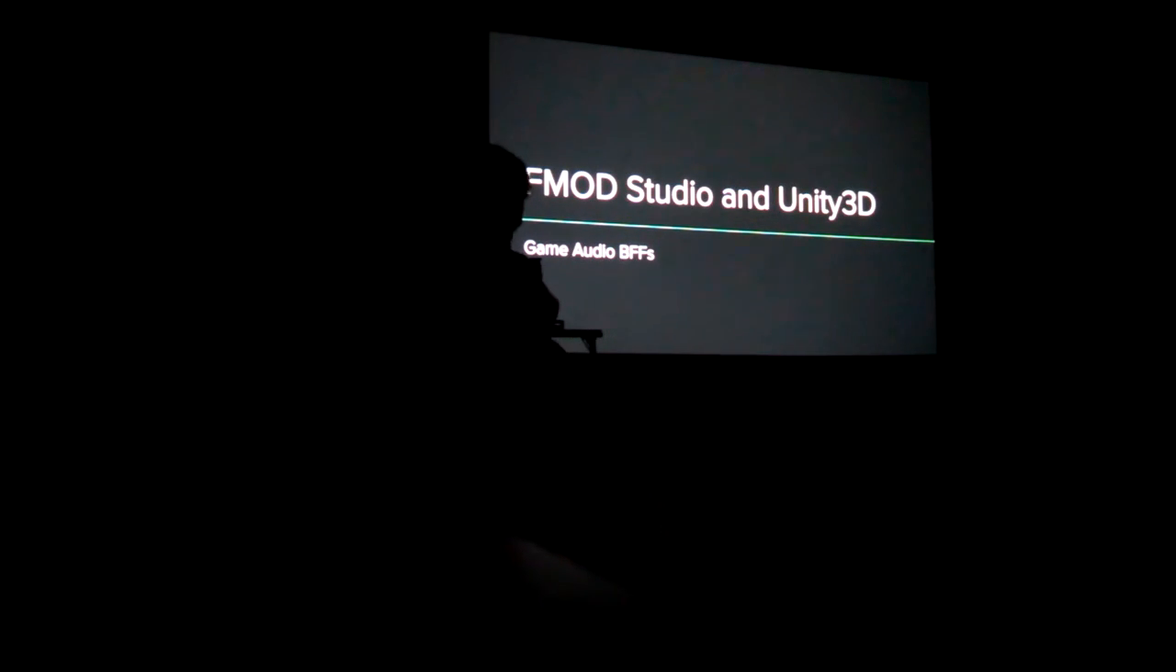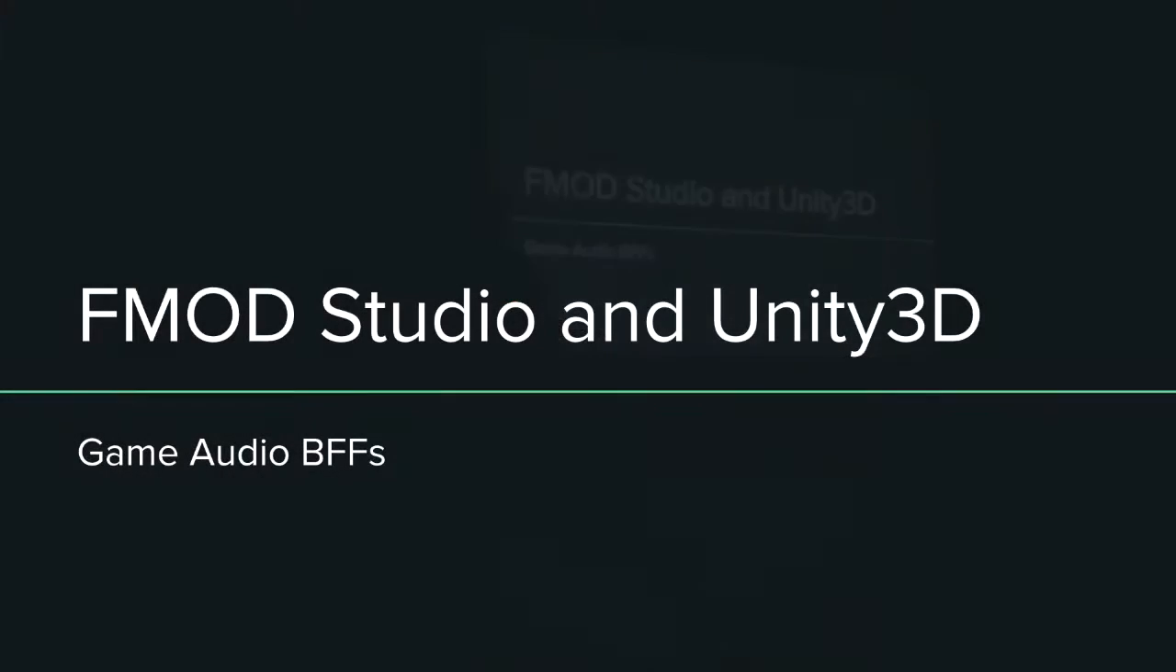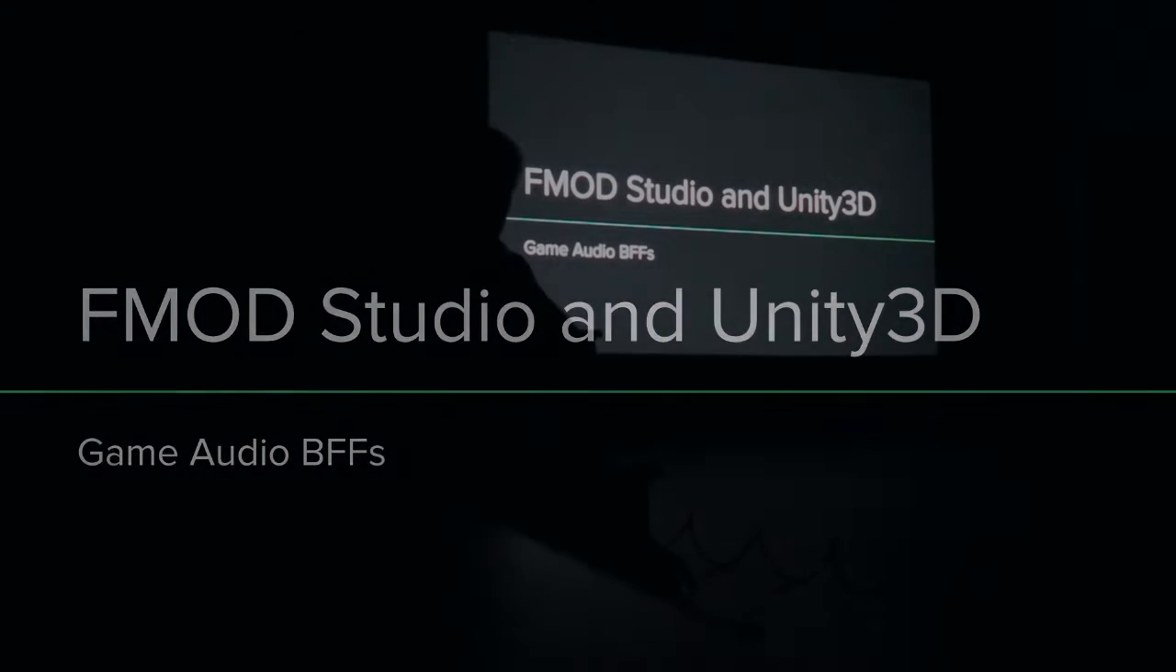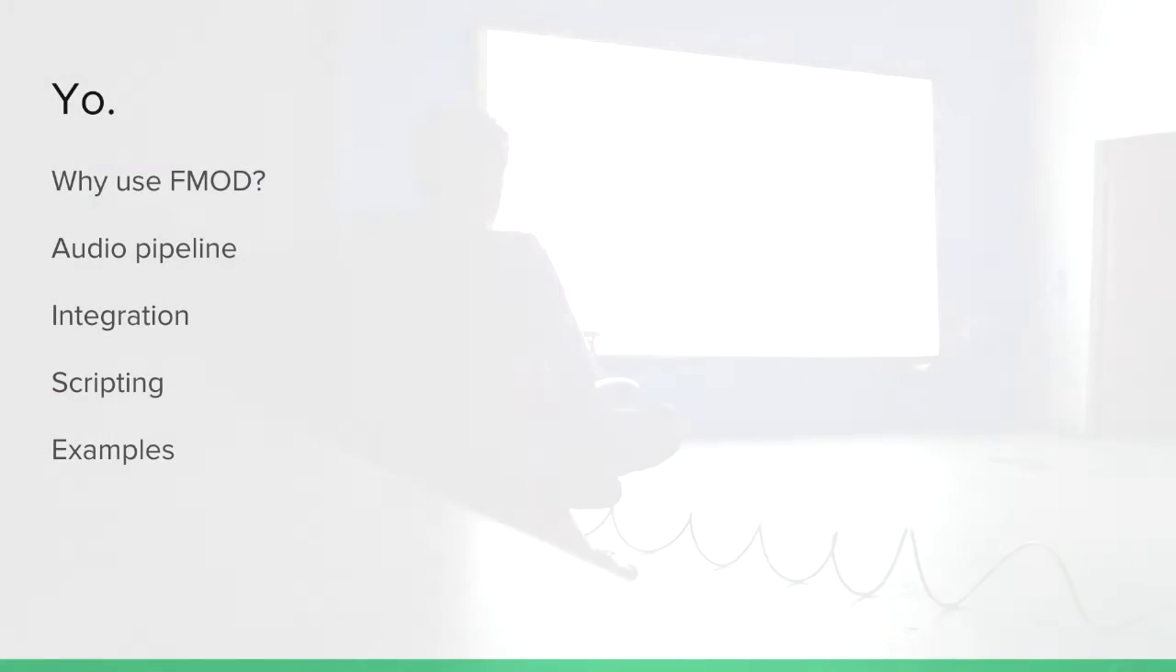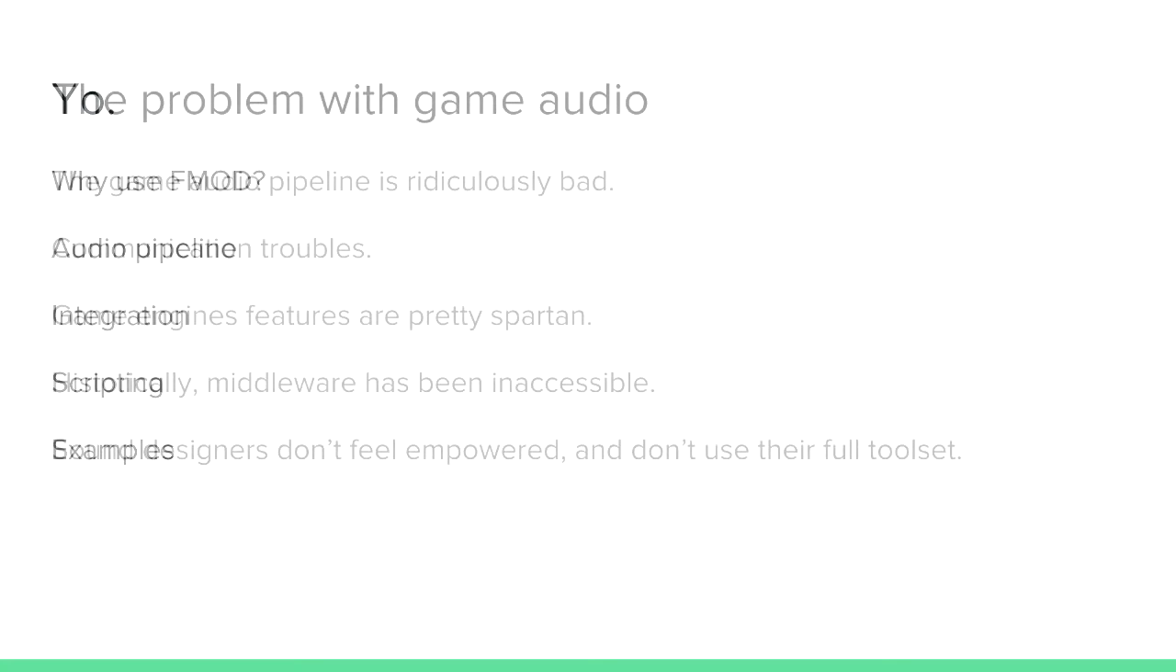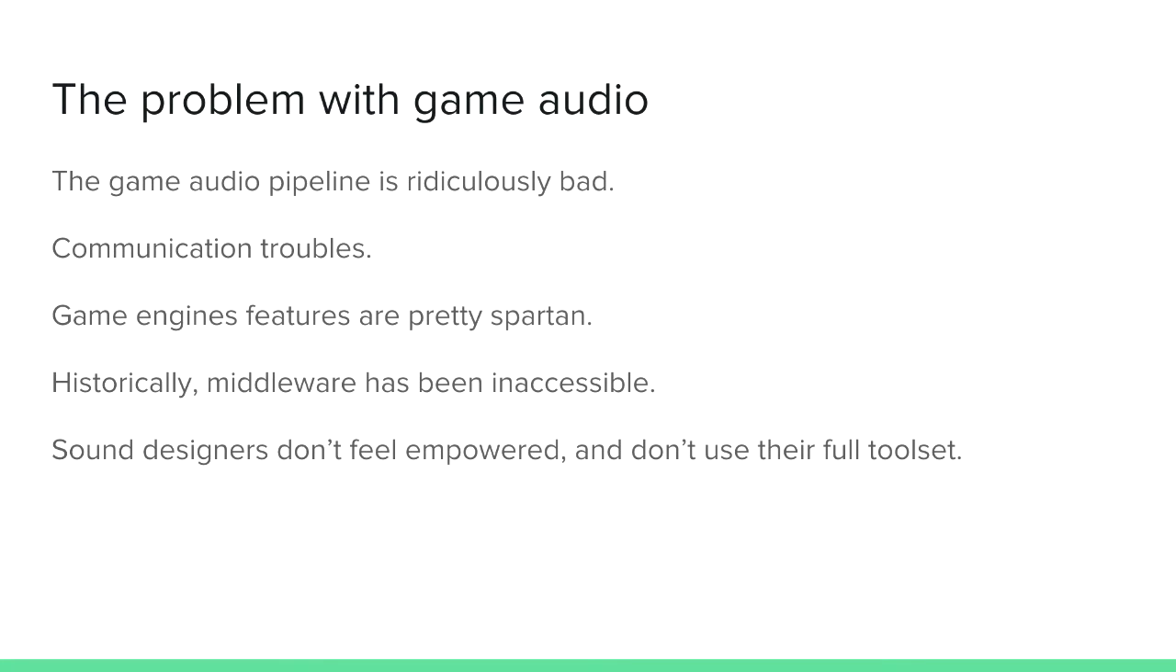I'm going to talk about why Unity and FMOD are BFFs. Now, BFF is a technical term, don't worry though, it's not going to be too many of those. It's going to be pretty light. I'm going to talk about why you might want to use FMOD or other audio middleware in the first place. I'm going to talk about what adding FMOD to your project can do for your pipeline. I'm going to go over the steps for how to integrate it pretty quickly. I'm going to talk about scripting, and I will give you some examples of some of the things that FMOD can do. So, the problem with game audio, he said very authoritatively.